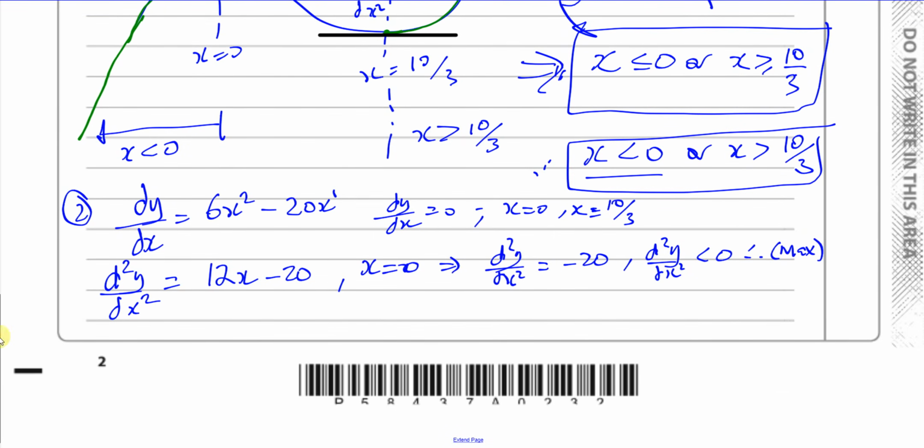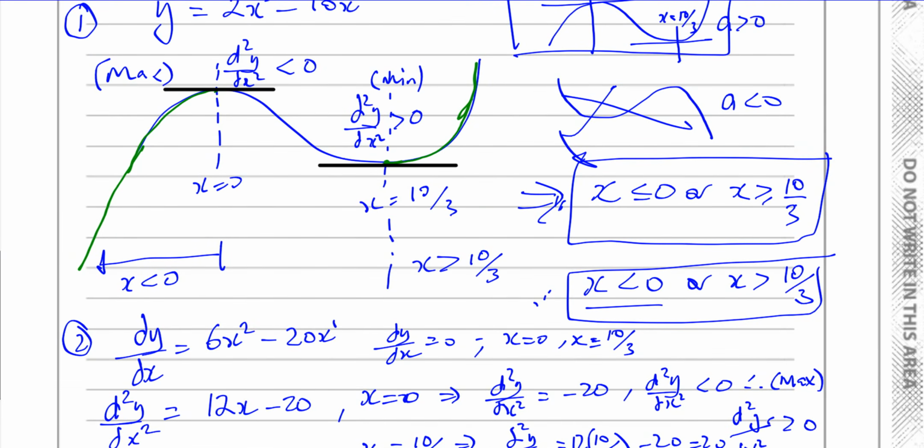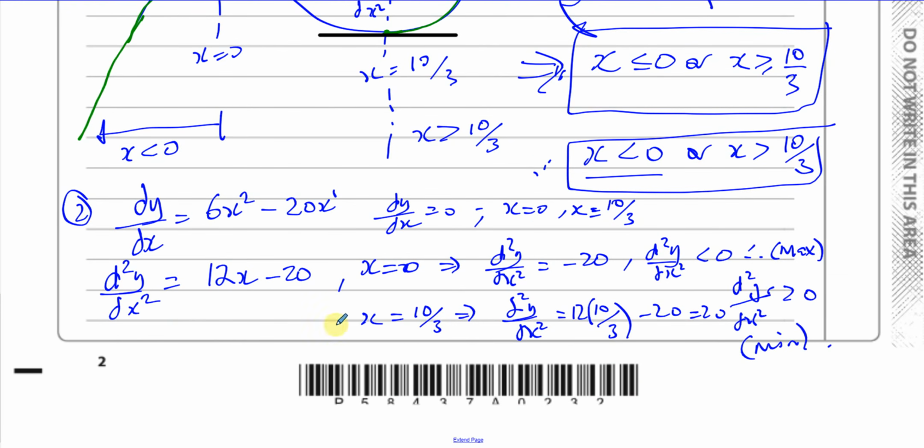Okay, and we can see that when x equals 10 over 3, then d squared y over dx squared is equal to 12 times 10 over 3 minus 20, which gives you 4 times 10, 40 minus 20, which is 20. So we can say that d squared y over dx squared is greater than 0. So therefore this is a minimum. Okay, so again, that's not the answer to the question. Now we know that when x equals 0, you got a maximum. When x equals 10 over 3, you got a minimum.